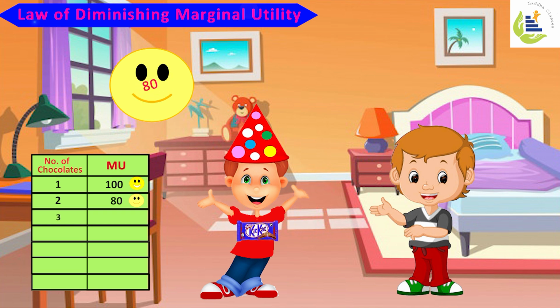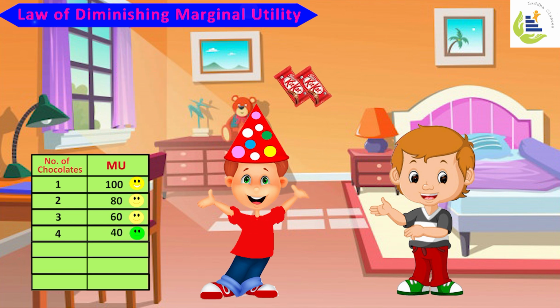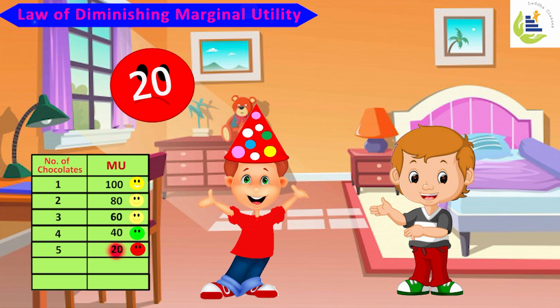With the third chocolate, I pushed him. Again, he was even more satisfied. So his satisfaction level reduced again. And with the third chocolate, he got only 60 units of marginal utility or satisfaction. With the fourth chocolate, he got just 40 units of marginal utility. So what do we understand? As I was repetitively, successively giving him one chocolate after another and asking him to eat, his satisfaction, his marginal utility, kept on decreasing. With the fifth chocolate, he got only 20 units of satisfaction.